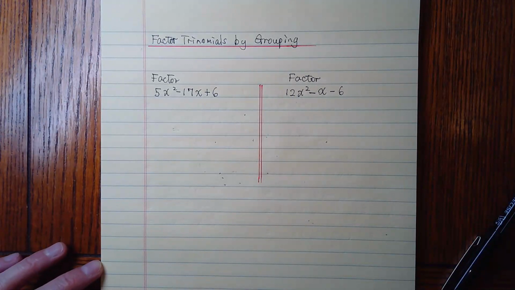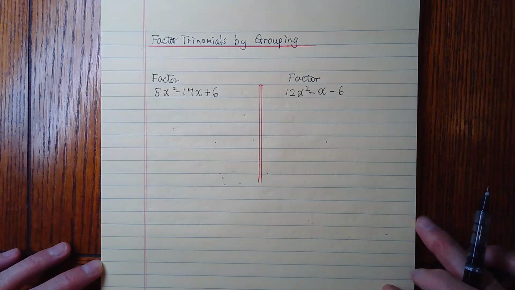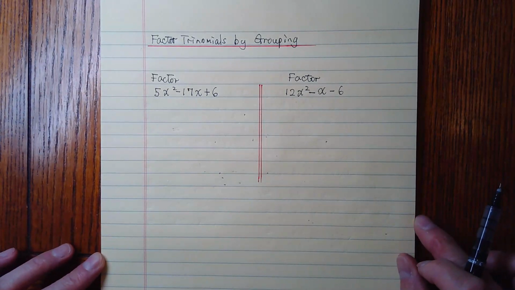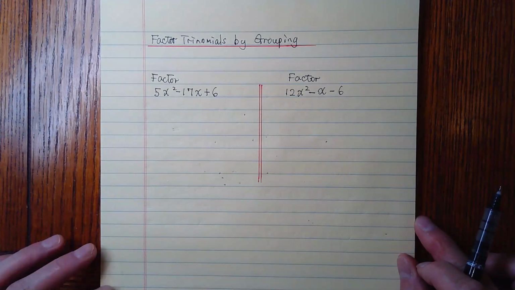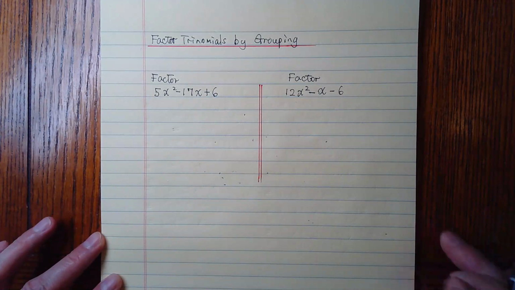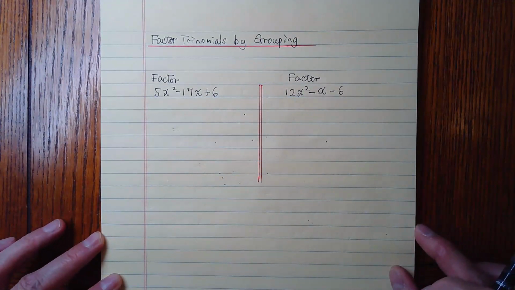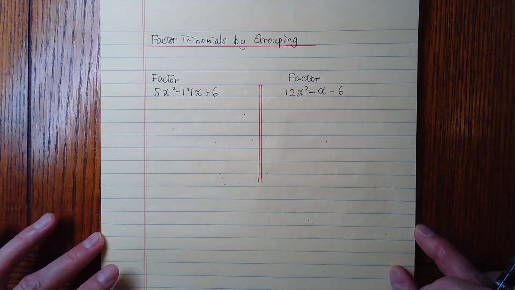Hi, in this video we will factor trinomials by grouping, and I will show you two examples here. The first one is 5x squared minus 17x plus 6.